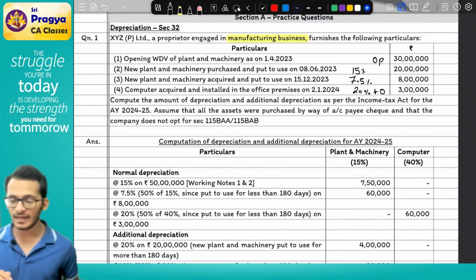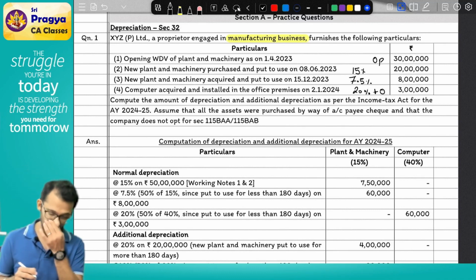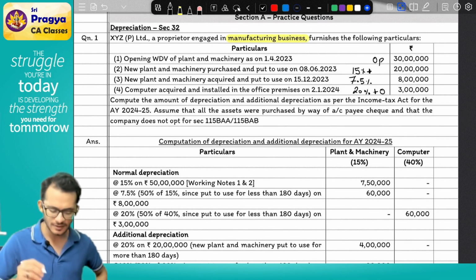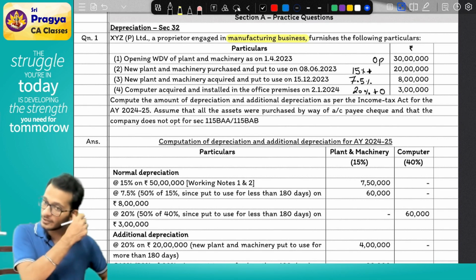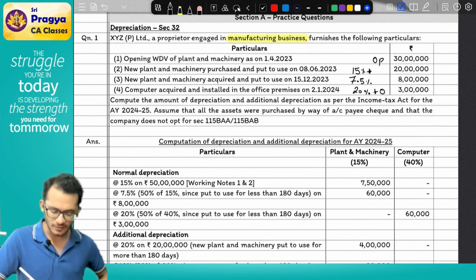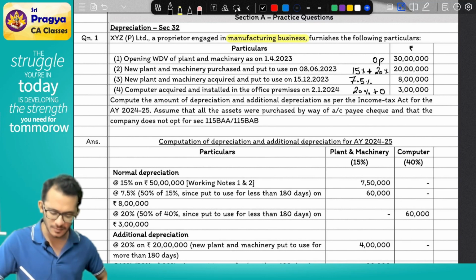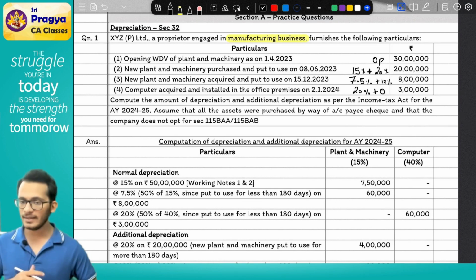For the plant and machinery, have they told anything? No. Which means the assumption is you are eligible for additional depreciation. For the first one, you were eligible for full 20% because it is put to use for more than 180 days. For the next one, you are eligible only for 10% because you are putting to use for less than 180 days. Yes or no? Yes.